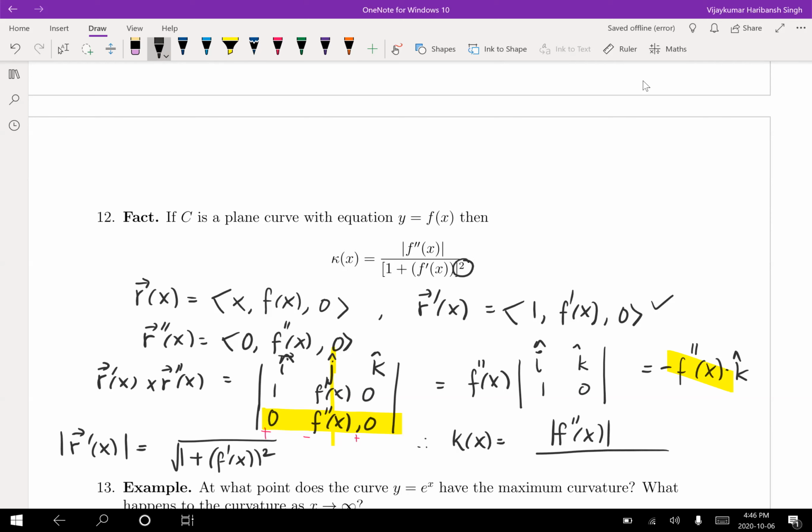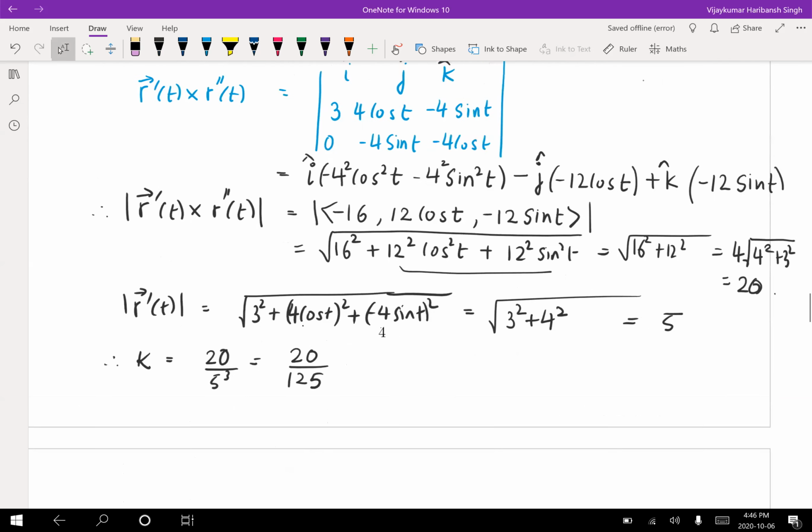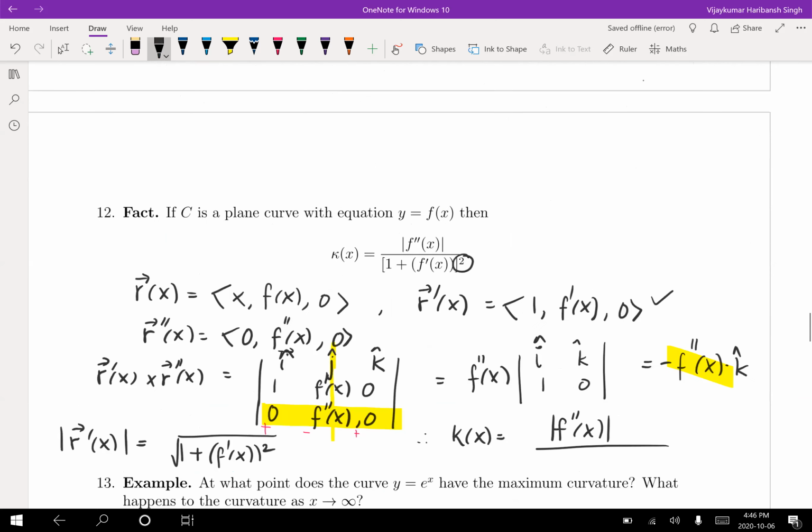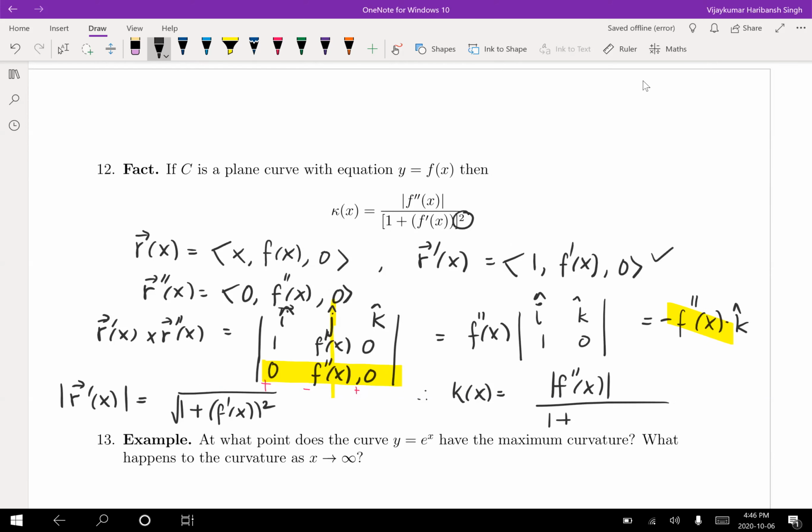So we have 1 plus f prime x squared, under a square root, and the power is 3 by 2, so the denominator is the whole thing to the power 3. The formula should be corrected: it is the square root of this to the power 3. So this is your curvature.